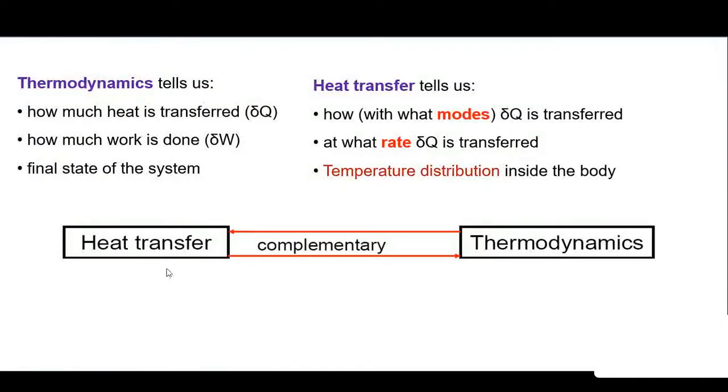Basically, heat transfer and thermodynamics are complementing each other. Thermodynamics gives us how much heat is transferred, and heat transfer gives at what rate and by which mode it is getting transferred. So information obtained in thermodynamic analysis is useful for heat transfer analysis. Information obtained from heat transfer analysis is equally valuable for a thermodynamic analysis. So that's why they are said to be complementing each other.